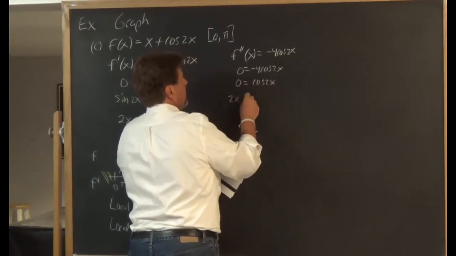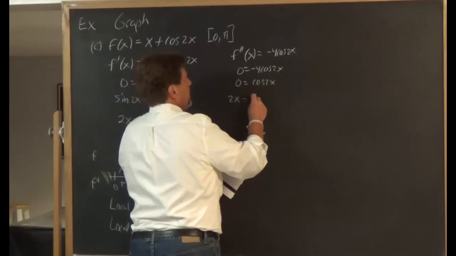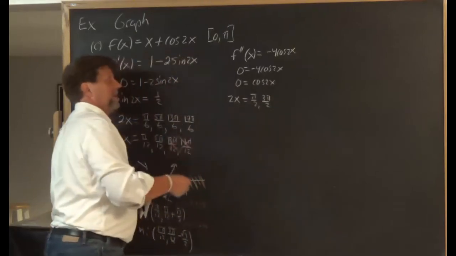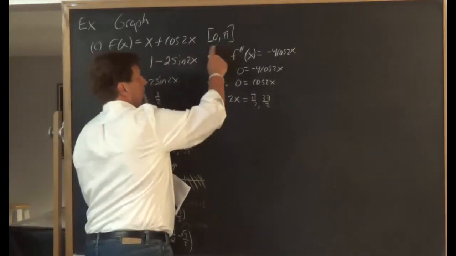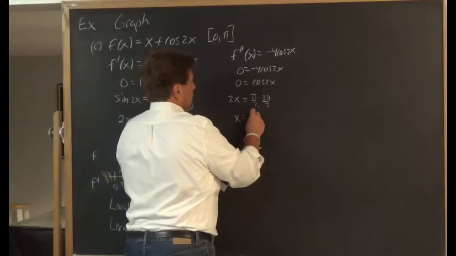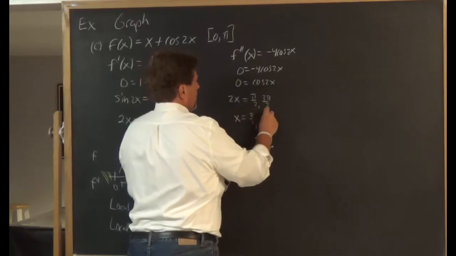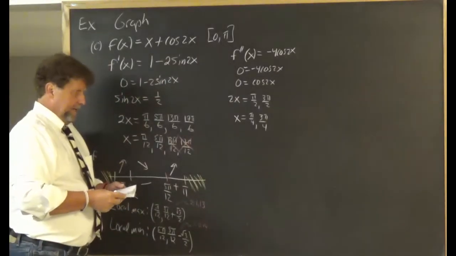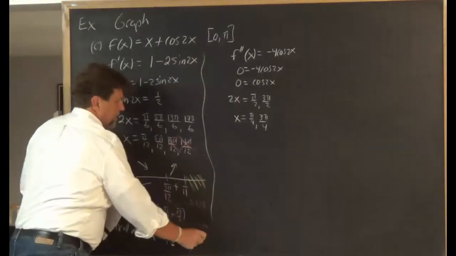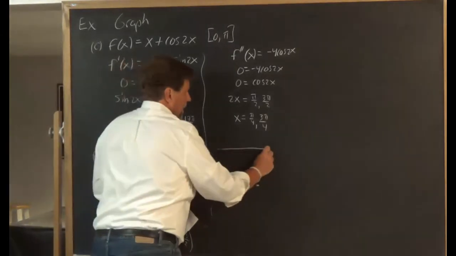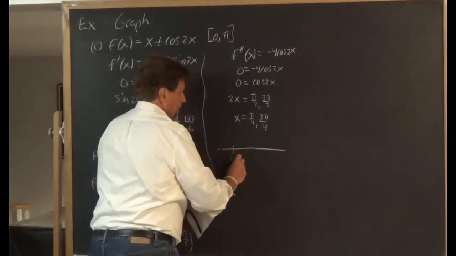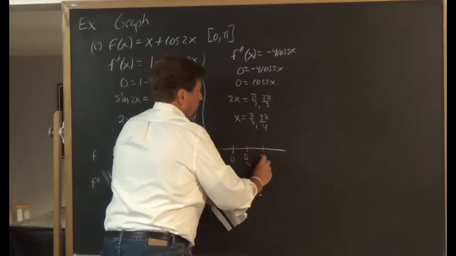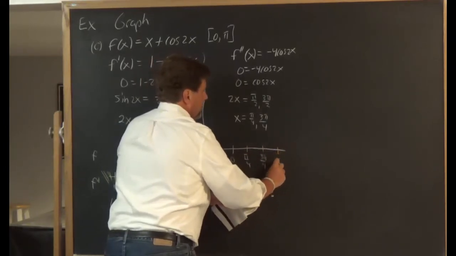So I get, where does cosine equal 0? Well, it's 0 at pi over 2 and 3 pi over 2. I'm not going to make the second trip around the unit circle because of that interval. We get x is pi over 4 and 3 pi over 4. I need to make a number line. Let me block this off so it doesn't get too polluted. On the number line, I need to locate 0. Put pi over 4, 3 pi over 4, and pi.